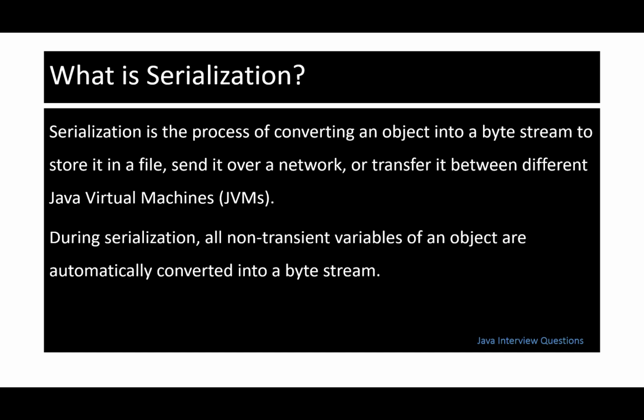What is serialization? Serialization is a process of converting an object into a byte stream to store it in a file, send it over a network, or transfer it between different Java virtual machines. During serialization, all non-transient variables of an object are automatically converted into a byte stream.